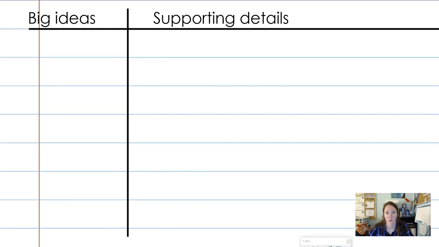The final science skill we're going to look at is using the scientific method to answer a question. Go ahead and turn to the next blank page in your notebook, label it Scientific Method Notes. Divide the page into 2 columns. On the left-hand side, big ideas. The right-hand side, supporting details. You can pause the video now to do that.